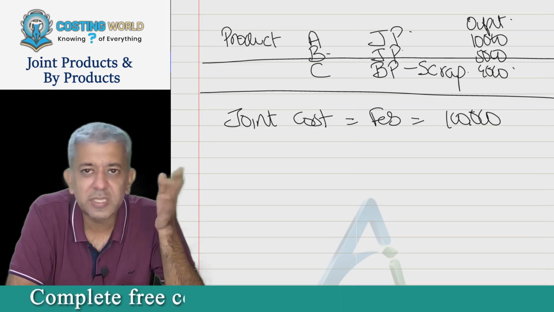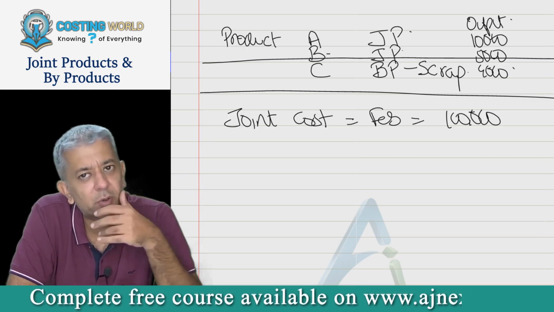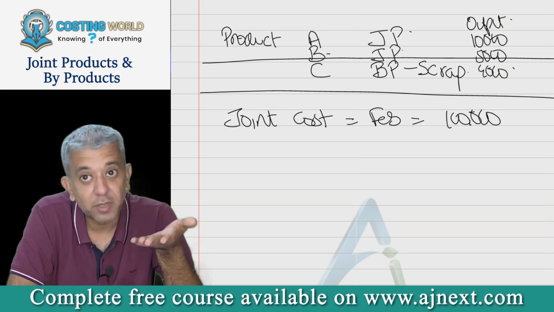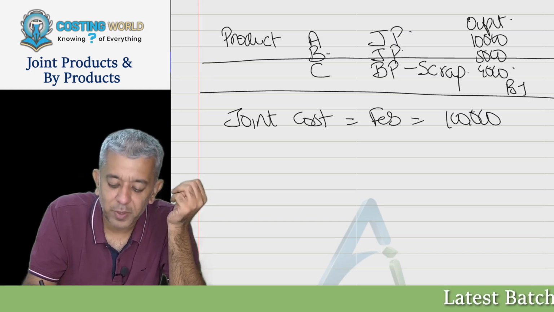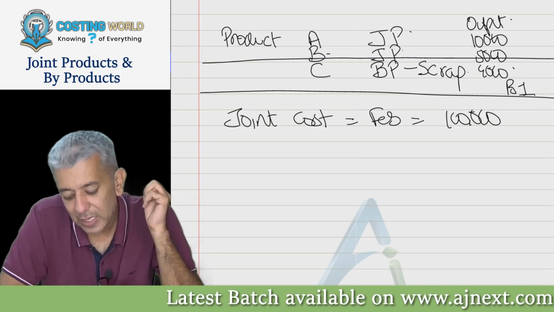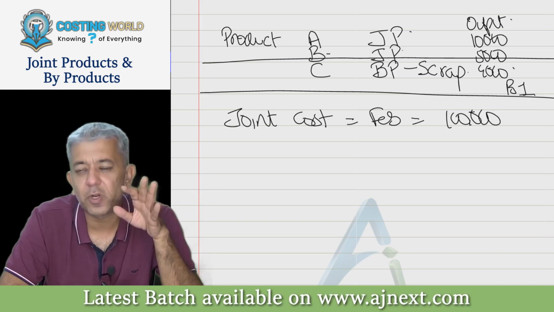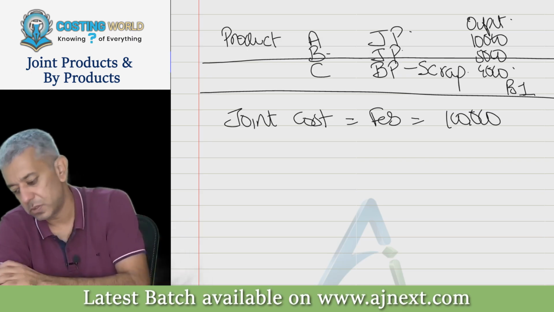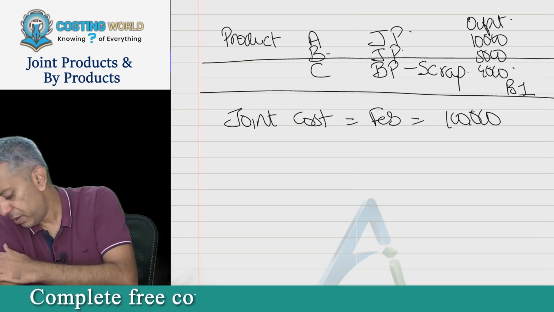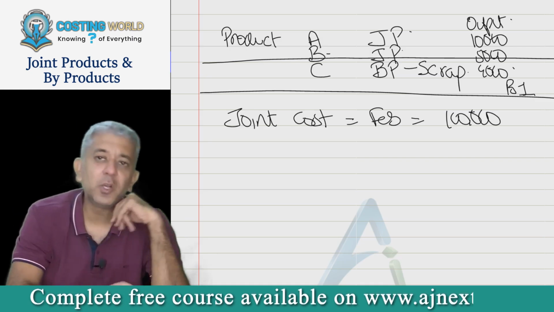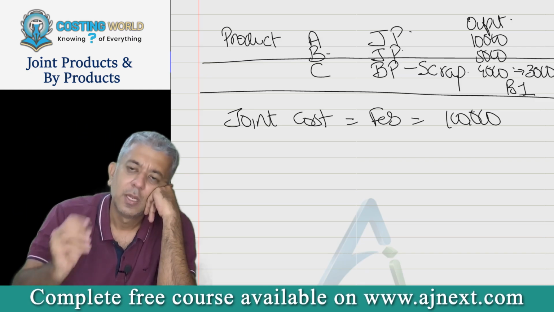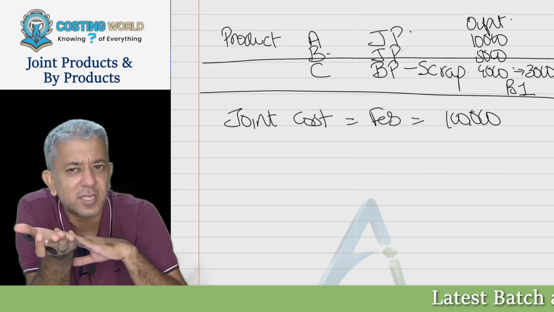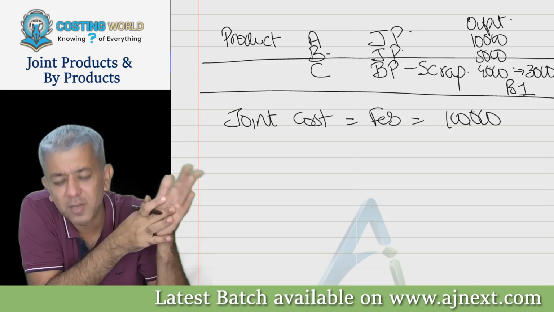Now, the moment C is produced, I scrap it off. So, I should give you scrap value also. I sell it off at the rate of rupee 1. But then, in this particular period, first of all, tell me how much C was produced? 4,000. This year I could sell 3,000 out of that. Remaining 1,000, I'll sell it off in the next month, say in the month of March.